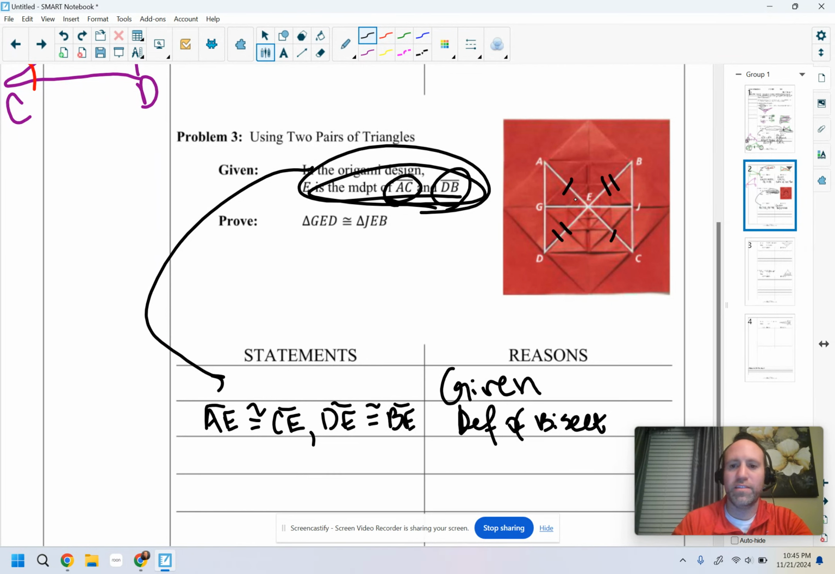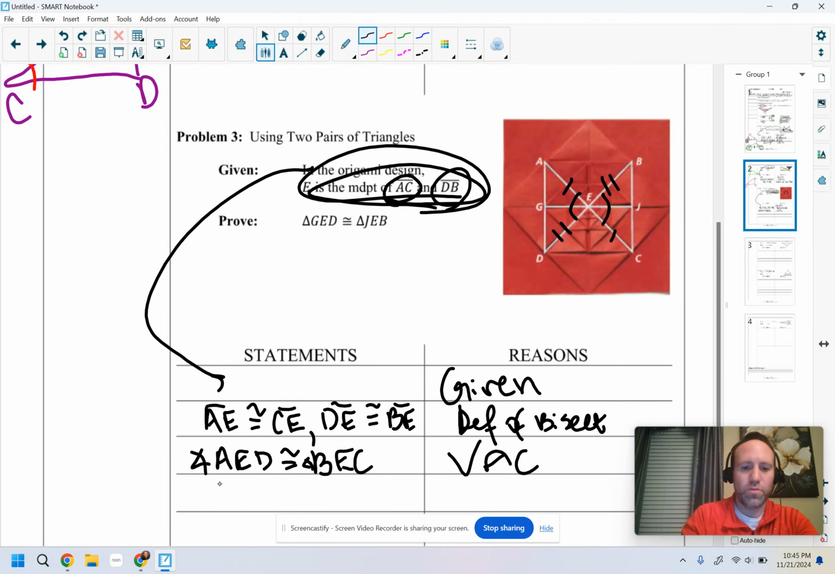Okay, now I can say that this angle is congruent to this angle. So that's angle AED being congruent to angle BEC. By vertical angles. So we can say triangle AED is congruent to triangle.